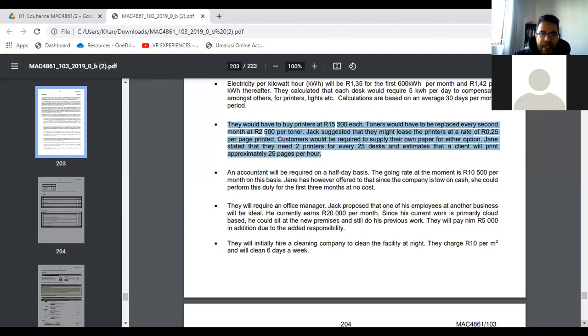They will require an office manager. Jack proposed that one of his employees at another business will be ideal. He currently earns 20,000 Rand per month. Since his current work is primarily cloud-based, he could sit at the new premises and still do his previous work. They will pay him 5,000 Rand in addition due to the added responsibility.